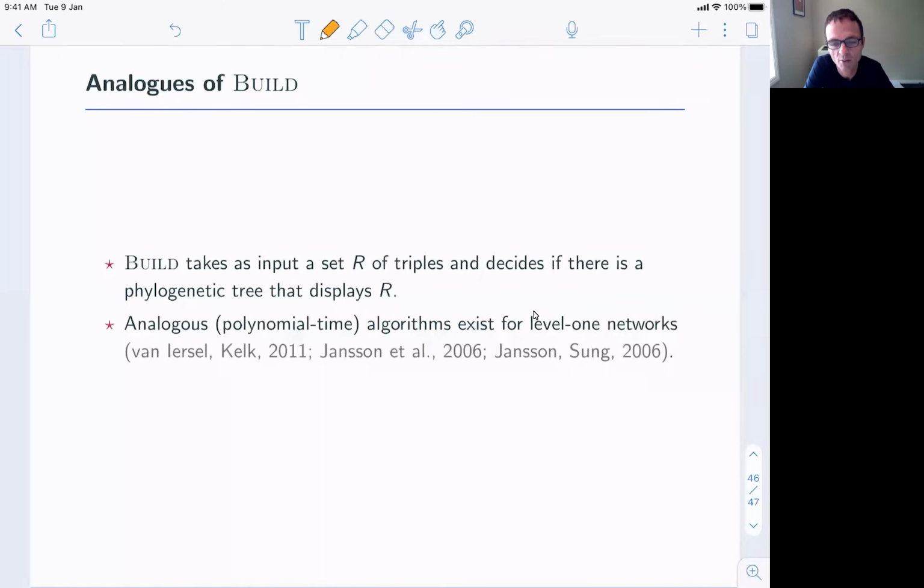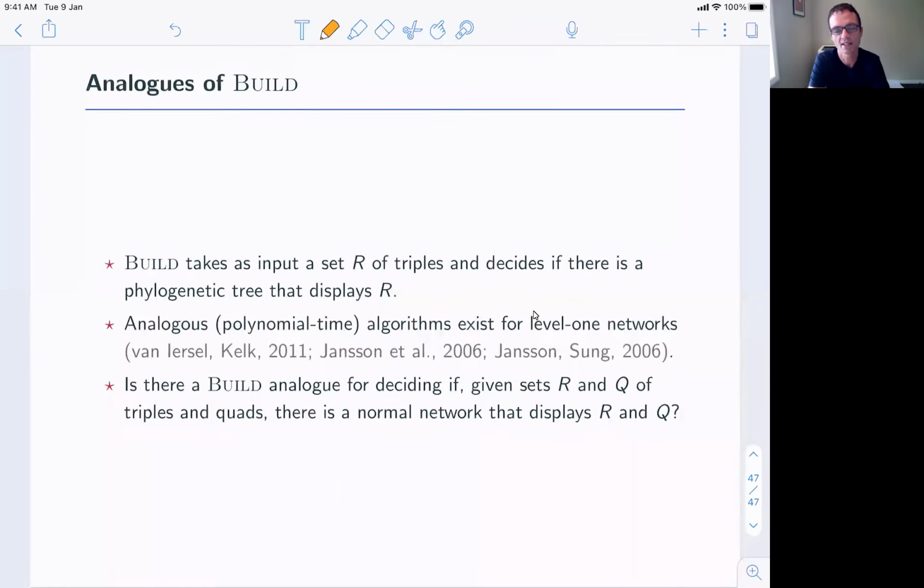They were using dense triples to do it though, and I think Leo would tell me, but you require dense triples to do this, which means that for every 3 leaves, I have a triple on those 3 leaves. All right. If they're not dense, I think the problem's hard. Yeah, exactly. Okay. But of course, the natural question is, is there something analogous to build for normal networks when you've got a set of triples and quads? So I'll finish there. Yep, that's it.